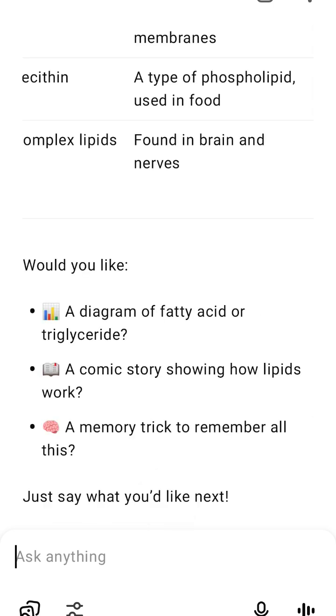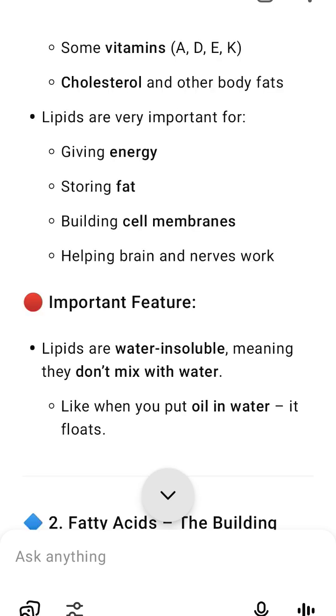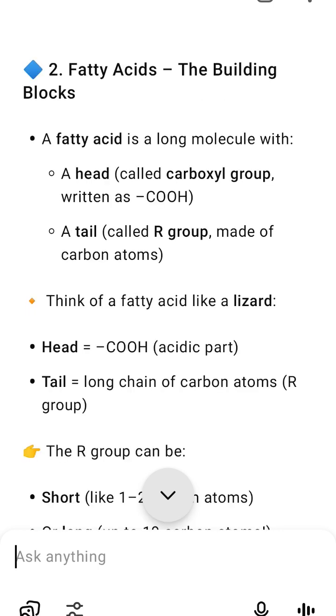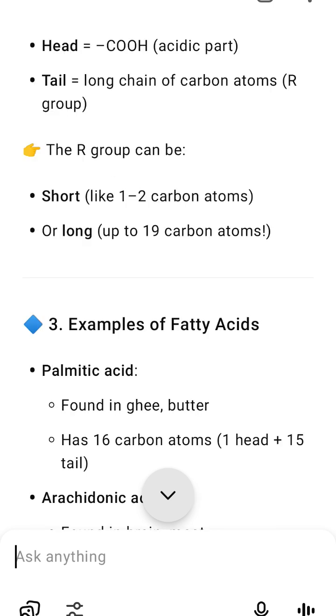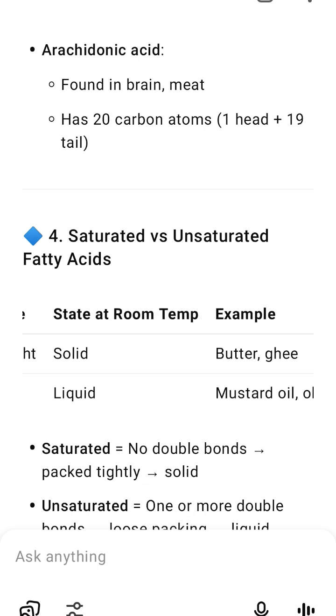8. Special lipids. Phospholipids. Some lipids are not for energy, but for structure. These lipids have 2 fatty acids, 1 glycerol, 1 phosphate group, 1 organic group, like choline. These are called phospholipids. 9. Where are phospholipids found? In the cell membrane, the thin outer cover of every cell. Phospholipids form a double layer. Water-hating tails hide inside, away from water. They help protect the cell and control what goes in and out.